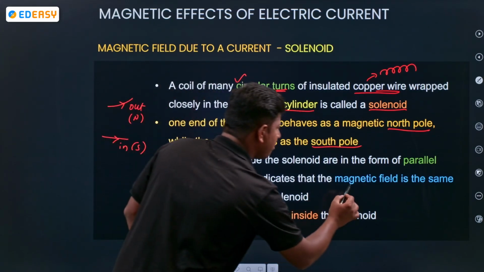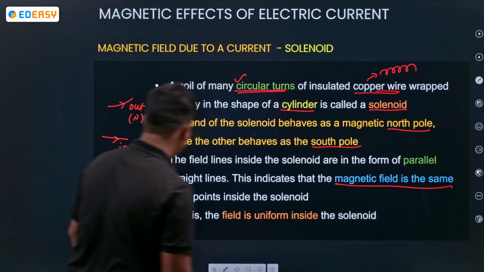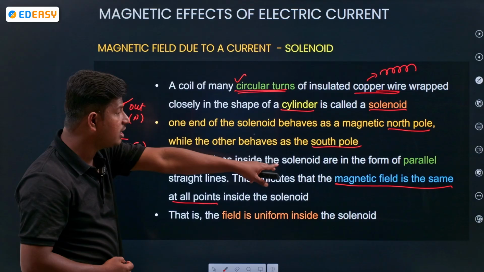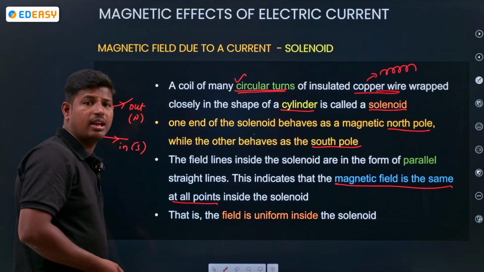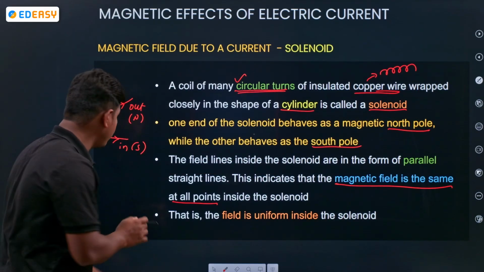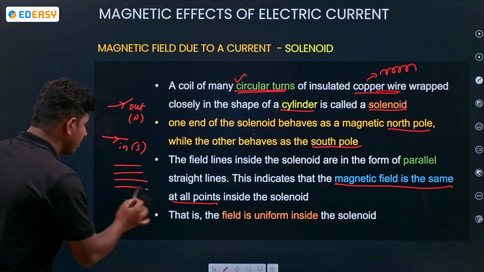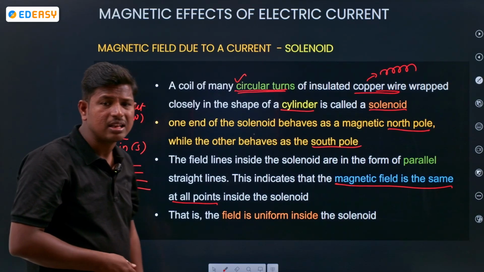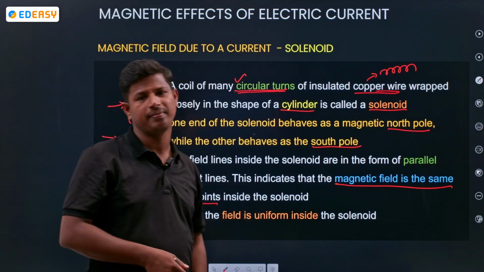Then the magnetic field is the same at all points. Where are the magnetic field lines the same? At the center. How will it be? Parallel. What is the meaning of parallel? At every point it is the same.